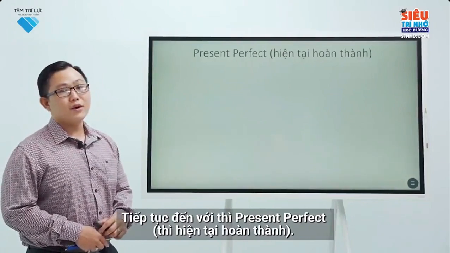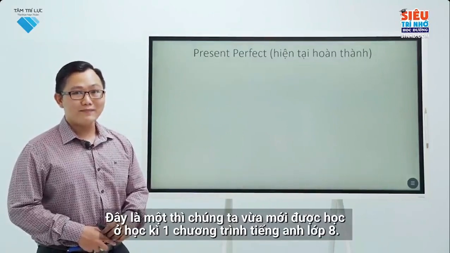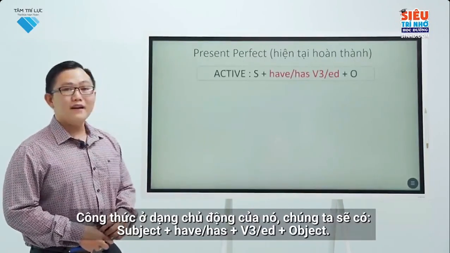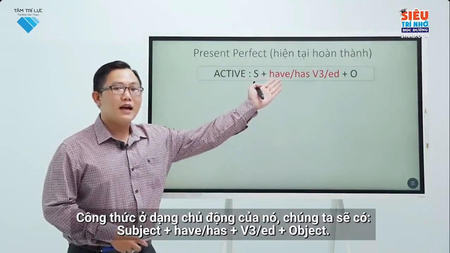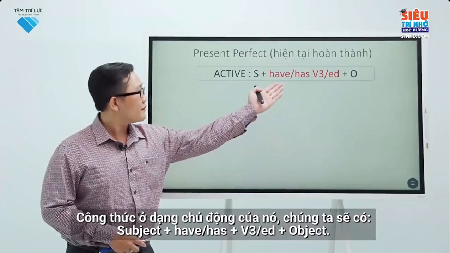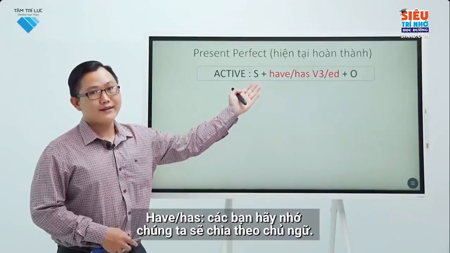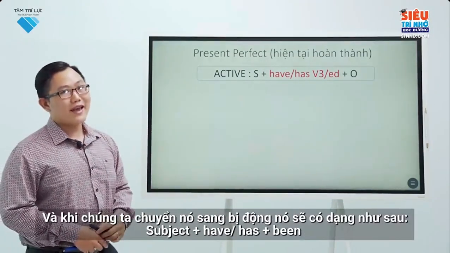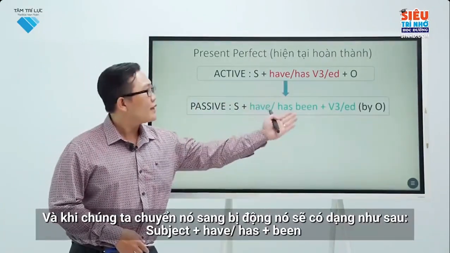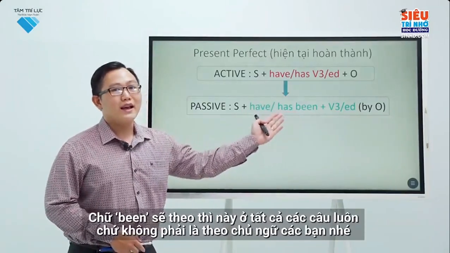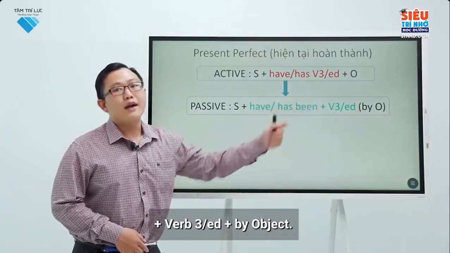Continue to present perfect. This is a tense we have just learned in Semester 1, Grade 8. In its active form, we will have the formula: subject plus have/has plus verb 3/ed plus object. Have/has will be conjugated according to the subject, and when we change it to passive, it will look like this: subject plus have/has plus been. The word been will follow this tense in all sentences, not the subject. Plus verb 3/ed plus by object.